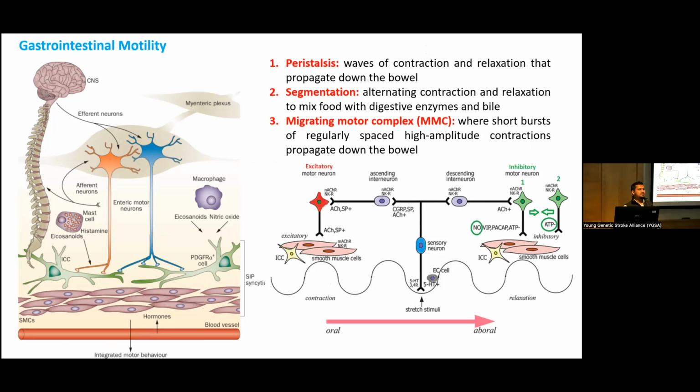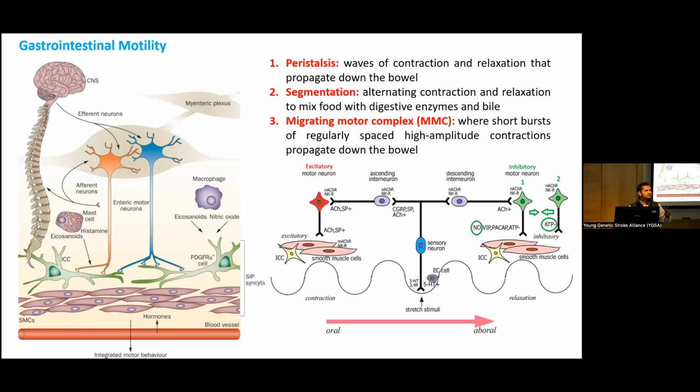The force of contractility is provided by the smooth muscle cells. They coordinate very well to mix the food content and to move the undigested material out of the body. For the motility, you need different types of patterns. It's not only contraction or relaxation, but this contraction and relaxation should be very organized. It is coming from the motor neurons.